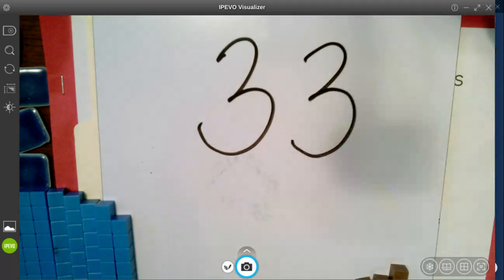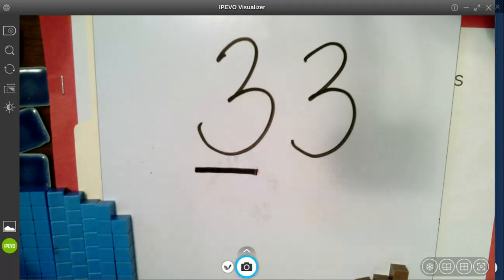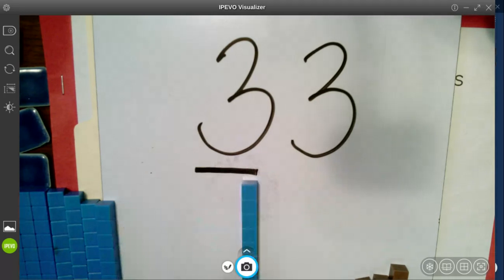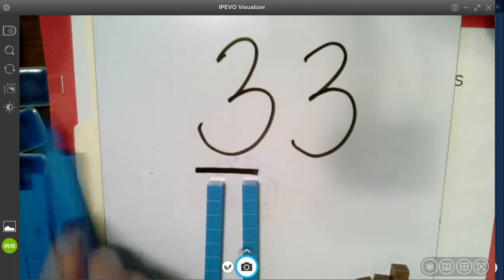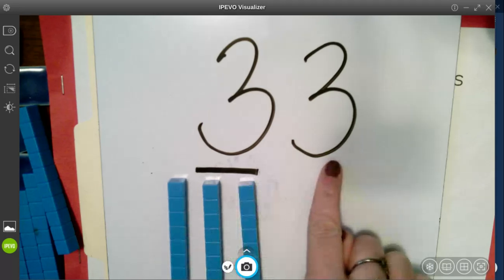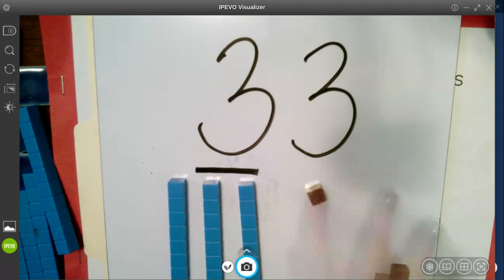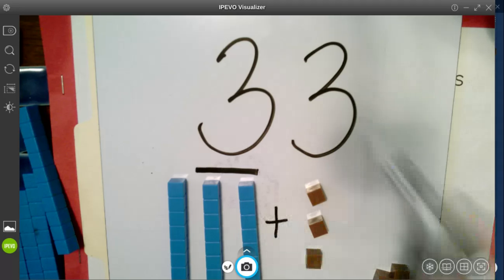33. How could we make 33? How can we build that? Well, remember, if you start on the 10 side, that's the first digit you come to, we're going to count out 3 10s, 3 groups of 10. Whoa, the 30s means 3 groups of 10. 30 plus how many more 1s? 3 1s. 1, 2, 3. 3 groups of 10 plus 3 ones makes 33.